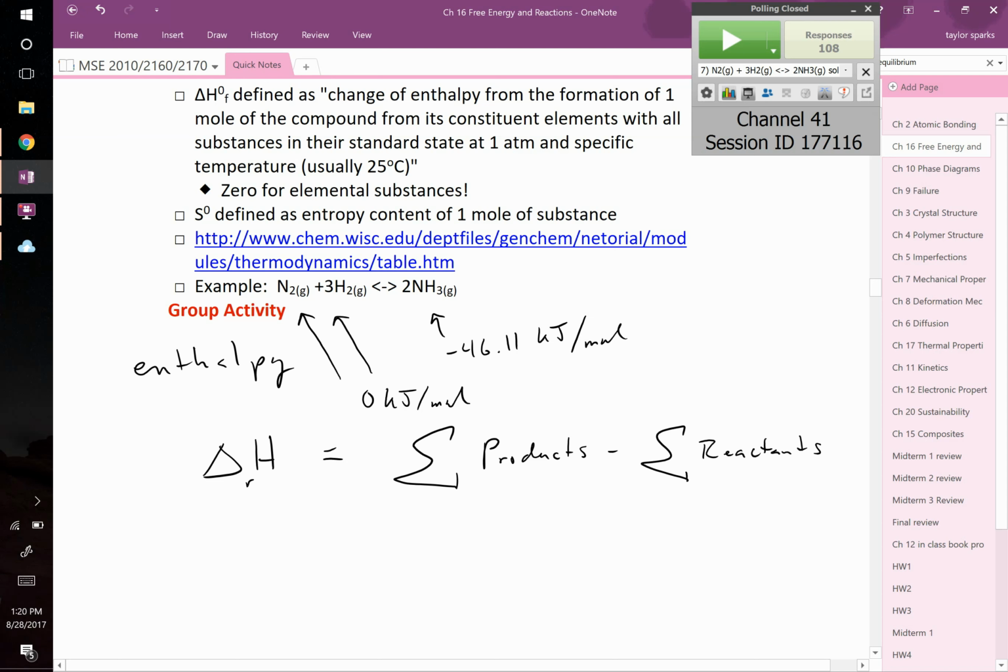So reactants are easy. They're just 0 plus 0. And then products, we need to take 2 times negative 46.11 kilojoules per mole. Now, why do we need the 2? Because as the reaction's written, we're creating 2 moles of ammonia gas, right? So in this case, it's going to be pretty straightforward. I think that's our next clicker question.